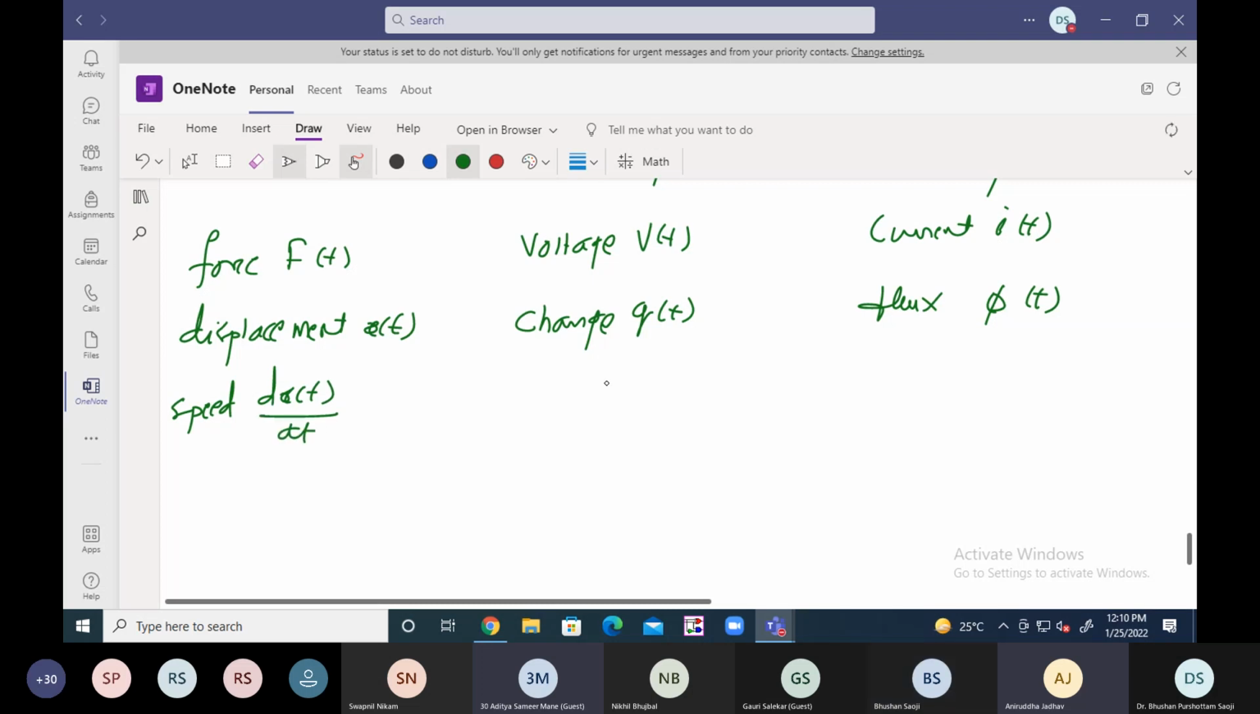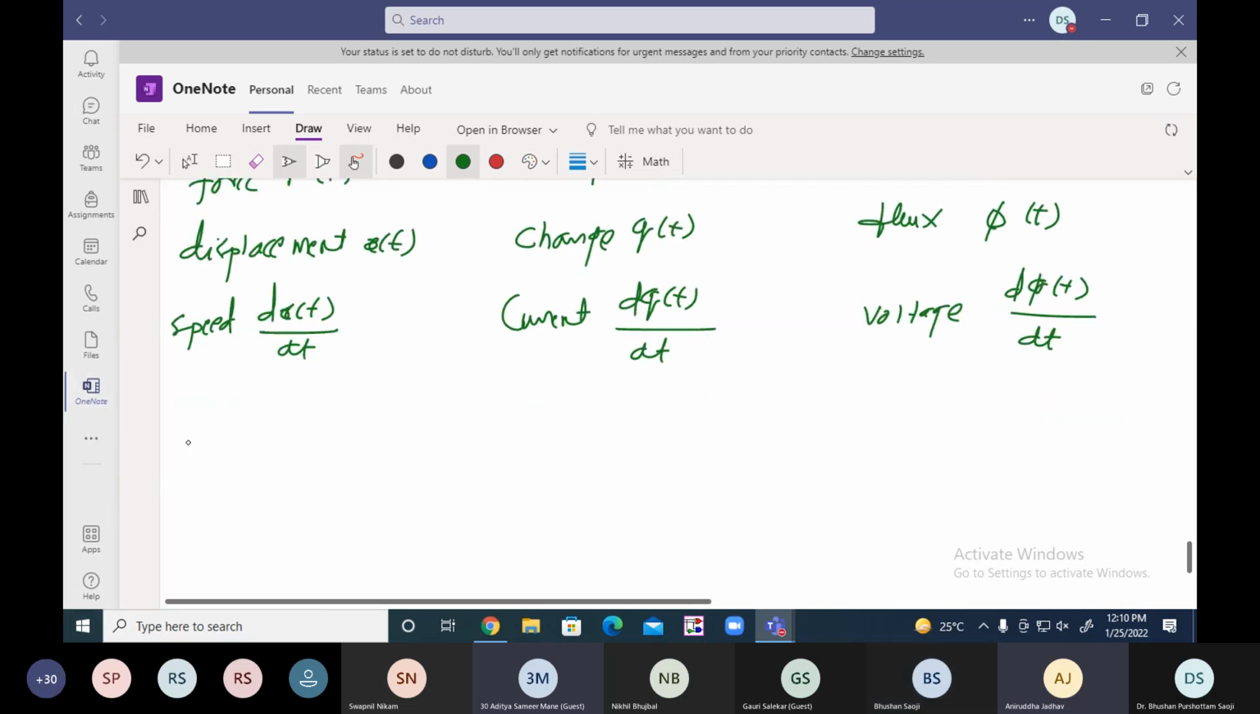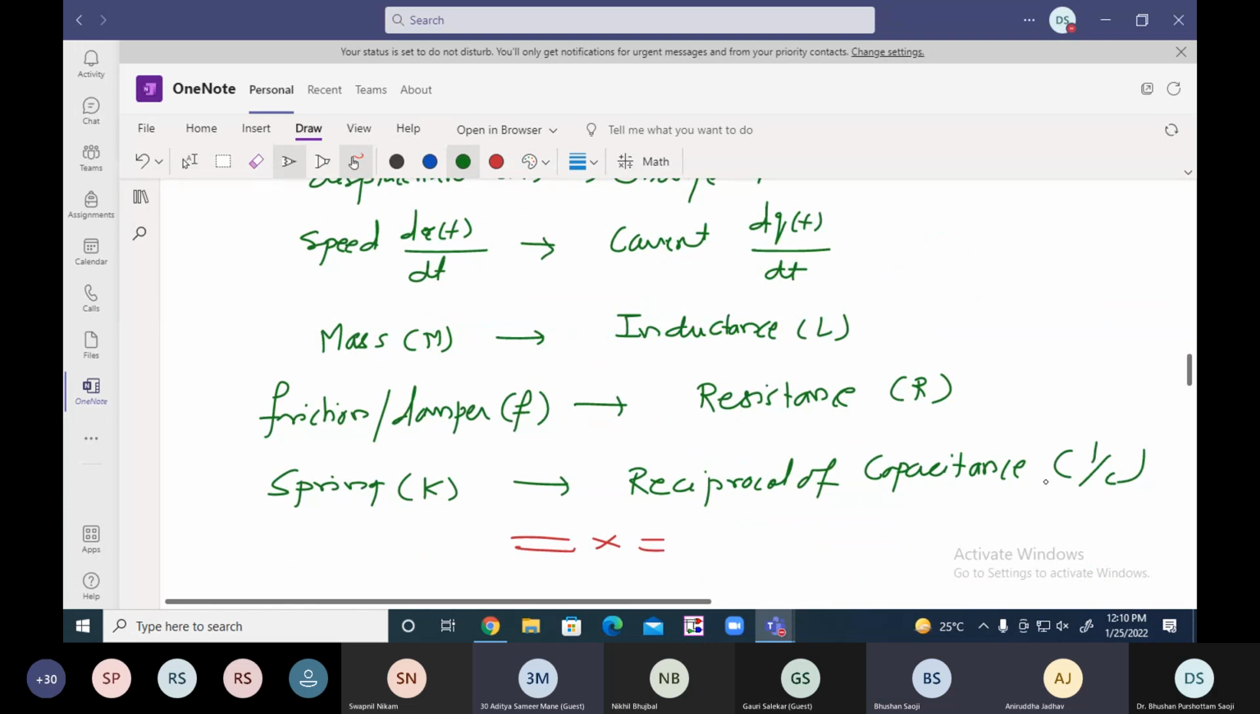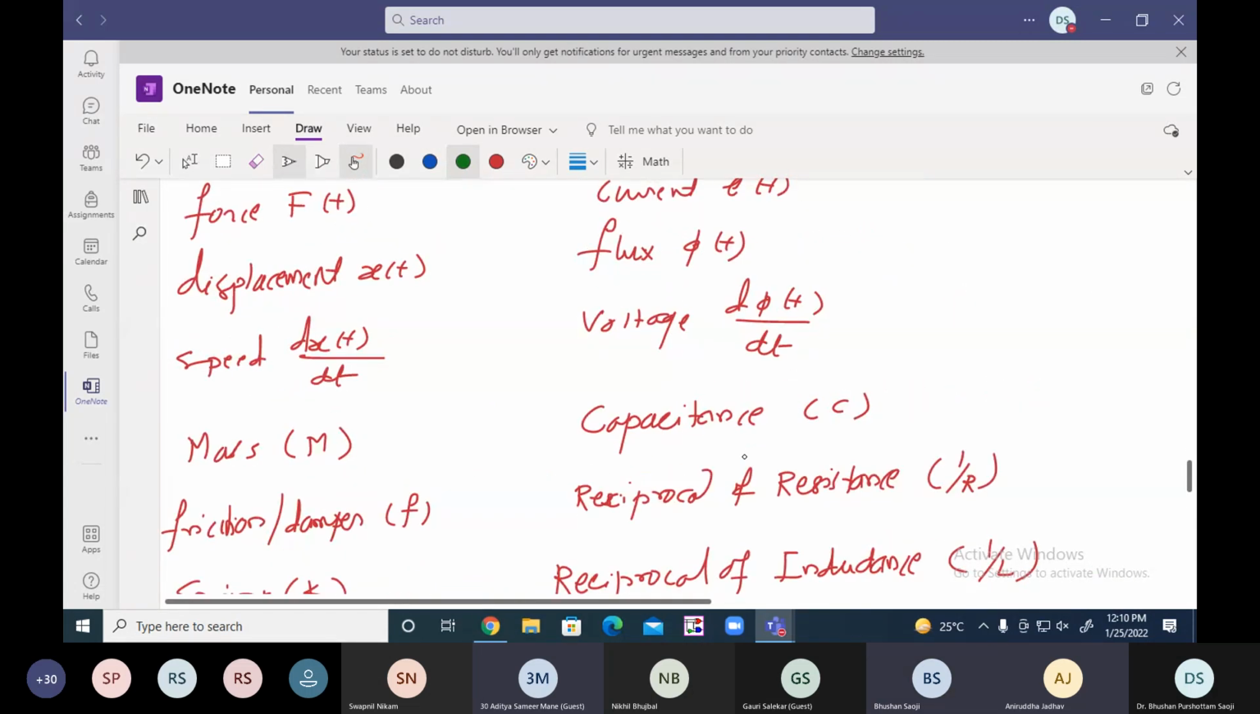Then here is the speed, dx(t) by dt. Here is the current, dq(t) by dt, and here voltage, d phi(t) by dt. Here the mass, that is m. Okay. And then mass is inductance L, and capacitance.